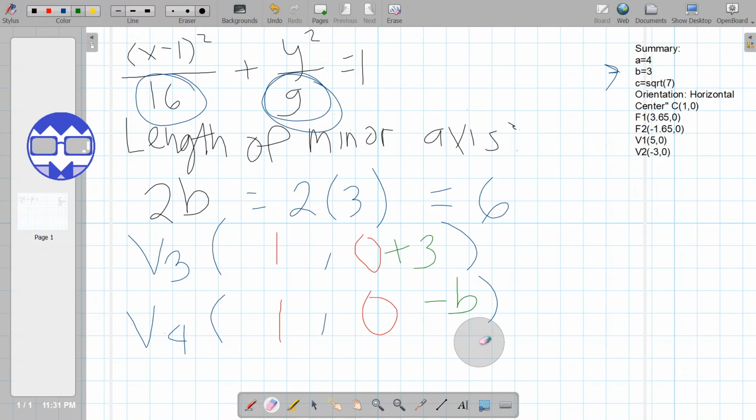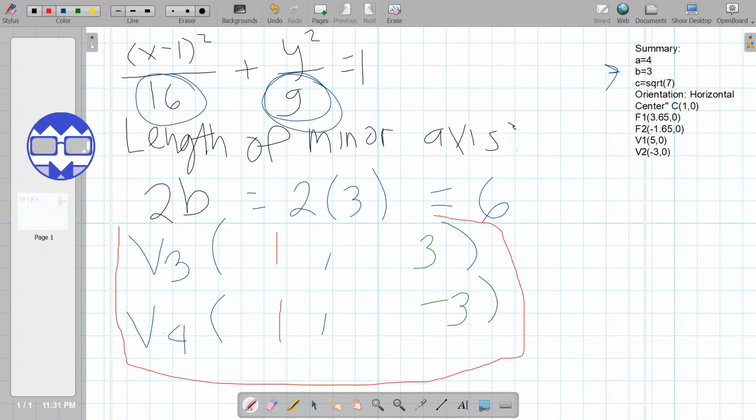Then we also erase this 1. So minus 3. So we have 0 plus 3, which is just simply 3, and 0 minus 3, which is just negative 3. So this is our co-vertices. Again, co-vertices with CO. Okay, so we have V1, V2, V3, and V4. We have now the endpoints of the ellipse.